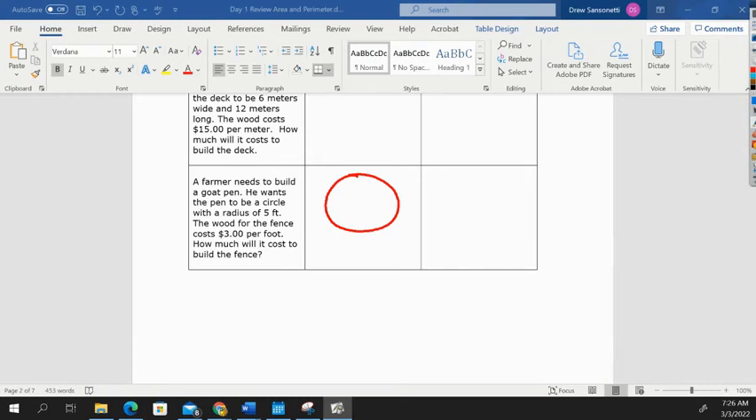So remember, a radius is if you put a point right in the middle, it's how far it is from the middle to anywhere on the outside. And that's going to be 5 feet.